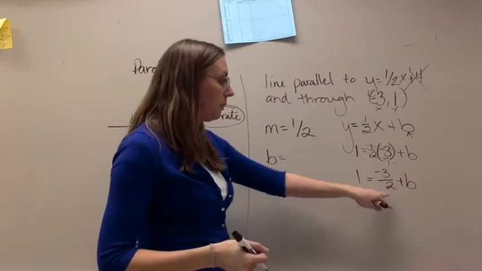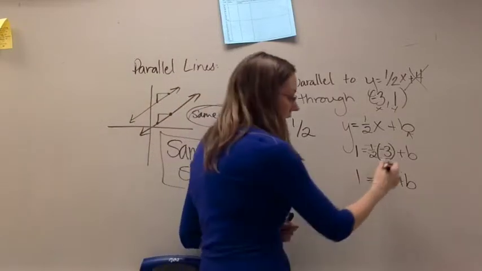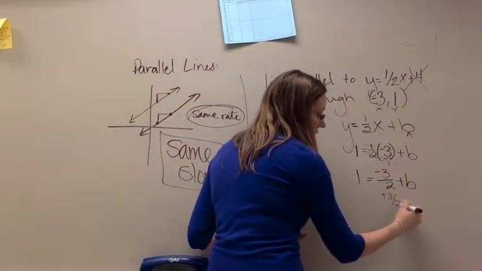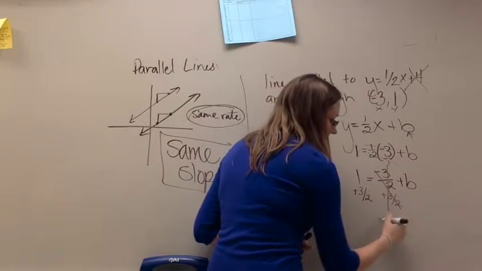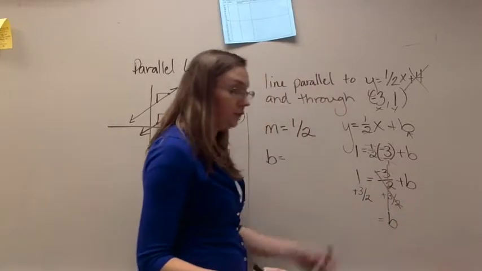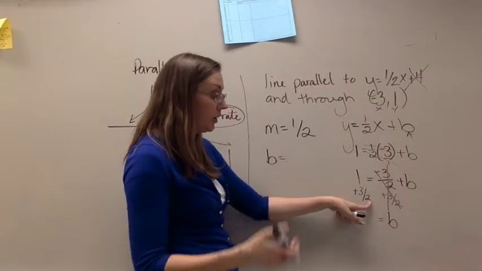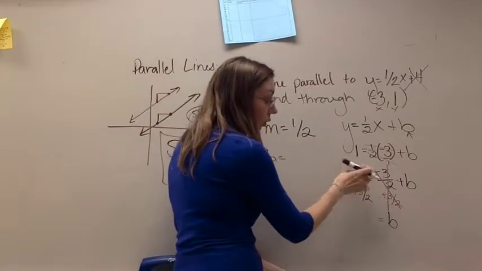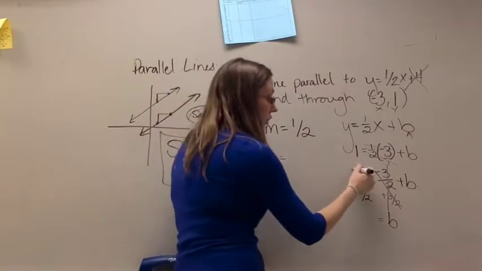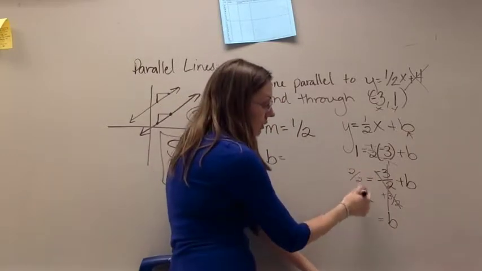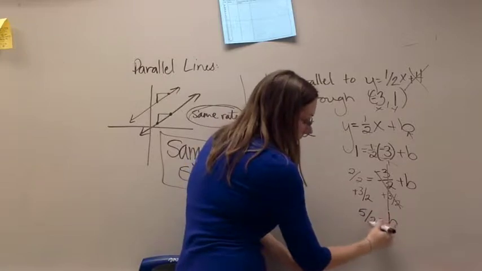Now at this point I'm going to move my fraction over. It's negative, so to cancel it out, I'm going to add 3/2 to each side. Now at this point I could find a common denominator. My denominator here is 2, so I could make this whole number, this 1, into 2s, or halves. I would have 2 halves to be a whole. I add my numerators, I get 5 over 2.